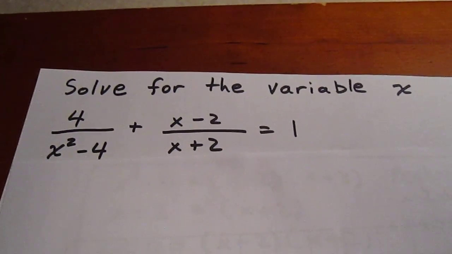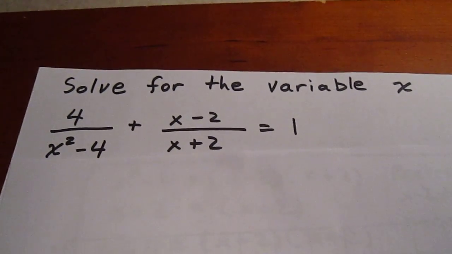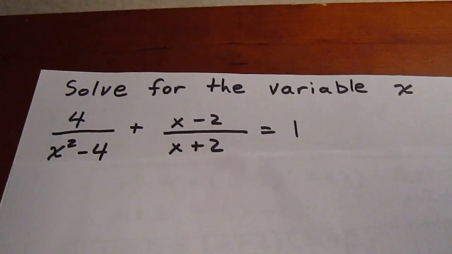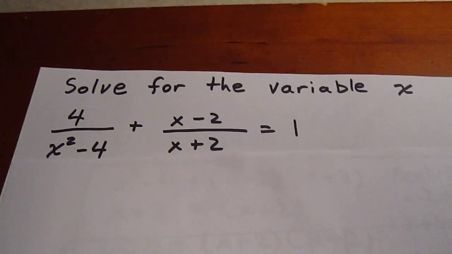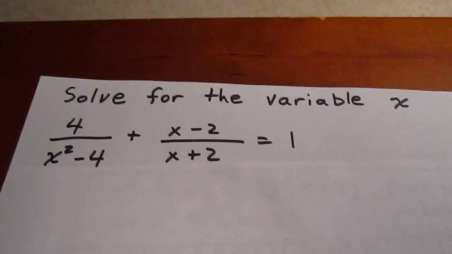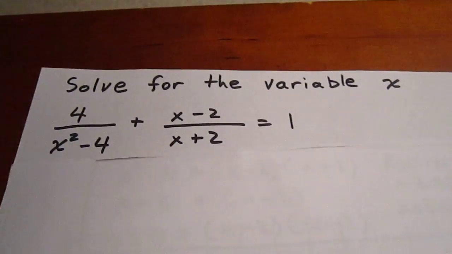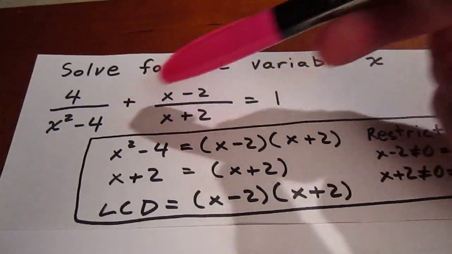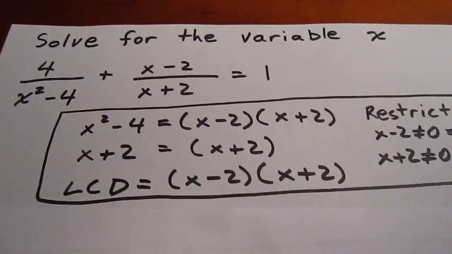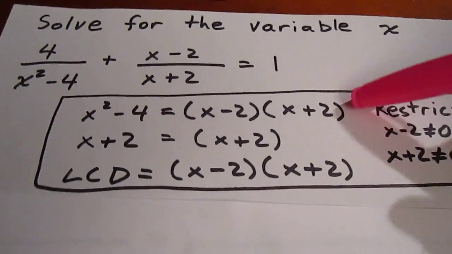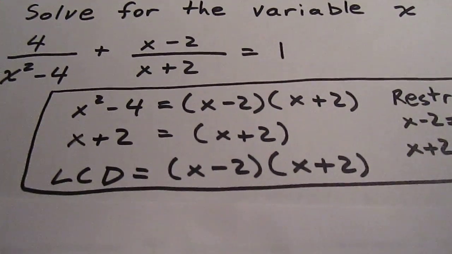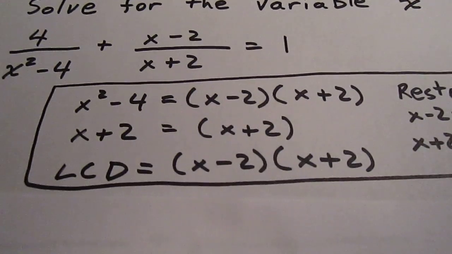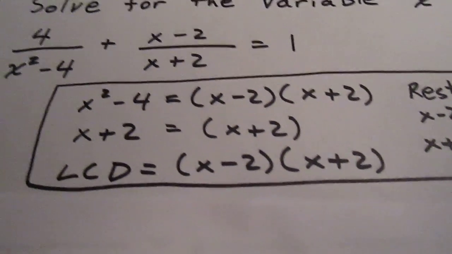In this next question, we're being asked to solve for the variable x in the equation 4 over x squared minus 4 plus x minus 2 over x plus 2 equals 1. What we're going to do for that is factor the first denominator and factor the second denominator. In doing that, we see the first denominator factors to x minus 2, x plus 2, and the second denominator factors to simply x plus 2.